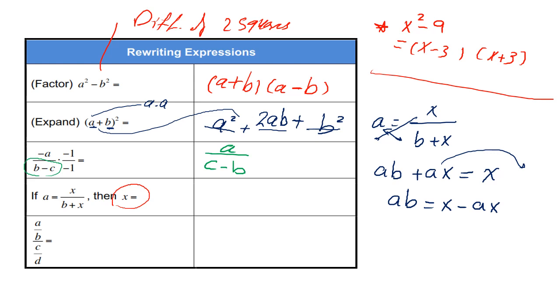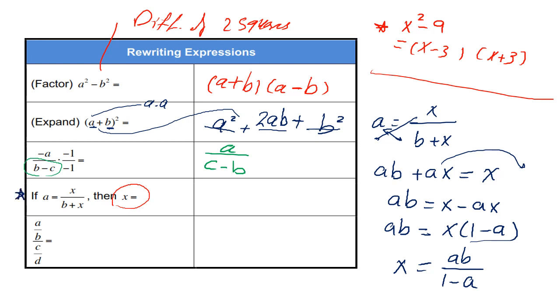Then you take x as the highest common factor. Then you divide both sides by 1 minus a. So it's ab over 1 minus a. So this one is a little bit difficult.